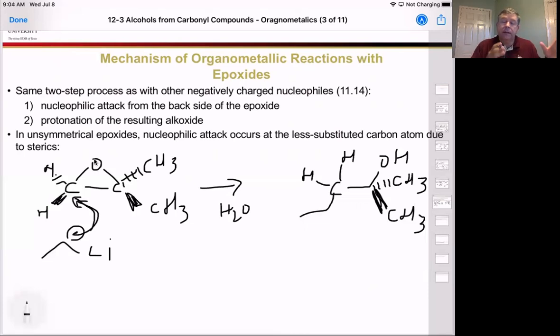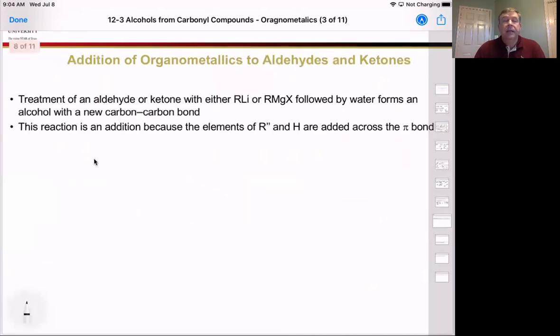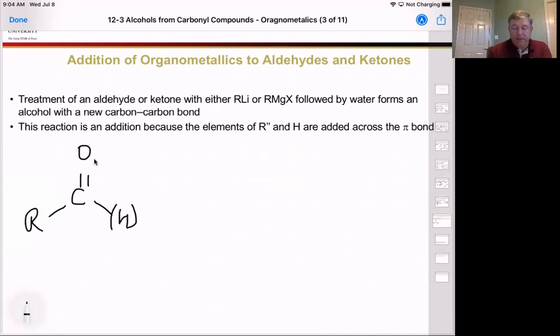Let's go and look at the generalized attack onto aldehydes and ketones. In the case of aldehydes and ketones, we're going to be attacking that carbonyl carbon. So if we look at a generalized structure of an aldehyde or a ketone, we're going to have at least one R group on there. And on the other side, if it's an aldehyde, we'll have a hydrogen. If it's a ketone, we'll have another carbon here.